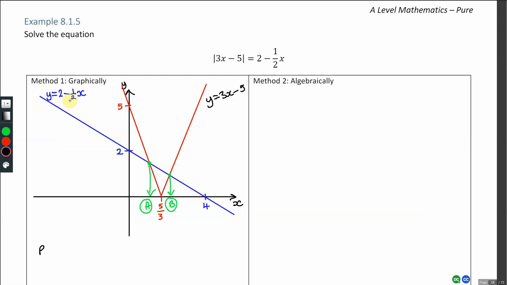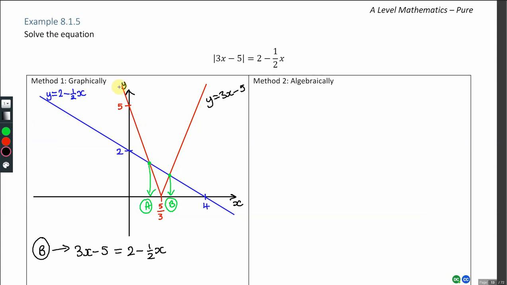So B will come from solving 3x take 5, which is what this line has an equation of. Where does that equal the blue graph, which is 2 minus a half x. I'll solve that in a moment. Let's look at the other one.